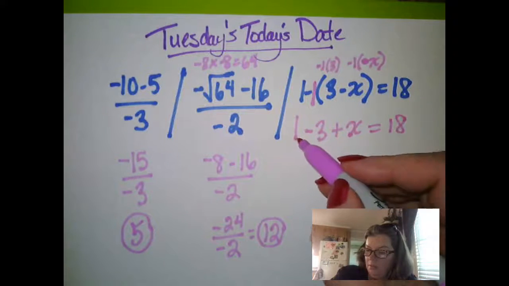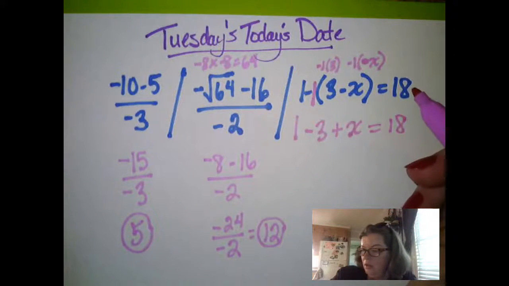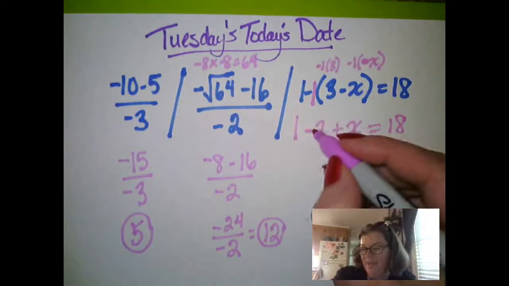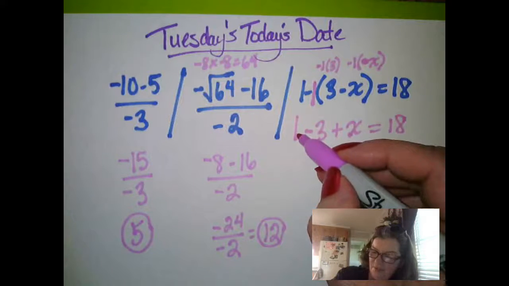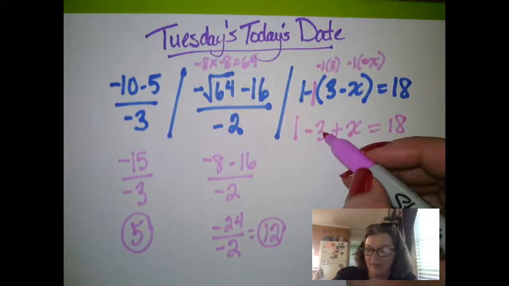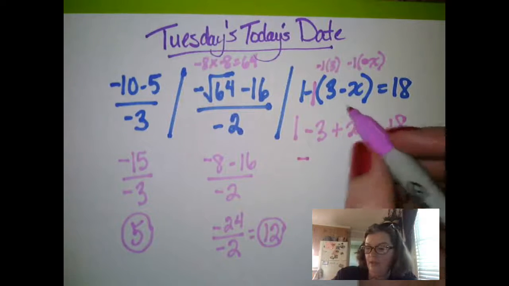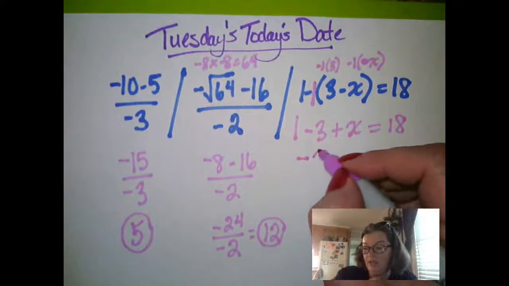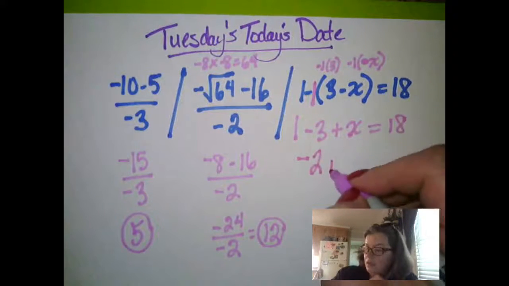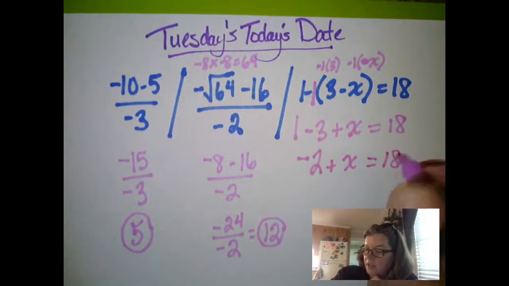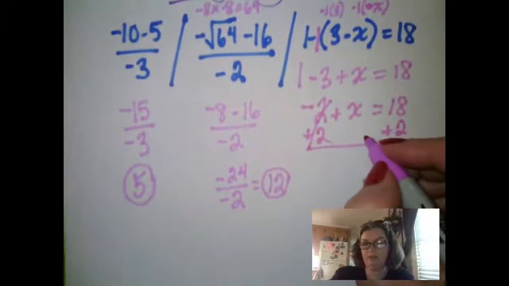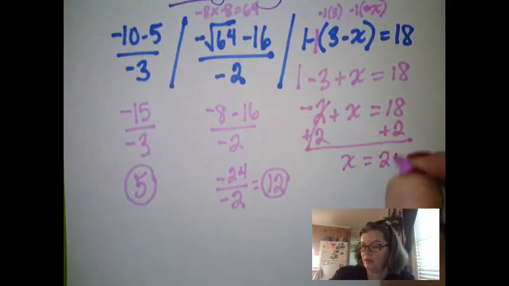I'm going to simplify this part right here. 1 minus 3. I have 1, but I want to take away more than what I have, so I'm definitely going to be in the negative. I've got 1 I can take away, but I've still got 2 to take away, so that means I'm going to be 2 in the negative. So I've got -2 plus x equals 18. I add 2 to both sides, or some of you can go ahead and see the answer. And my x is 20, which is the year.